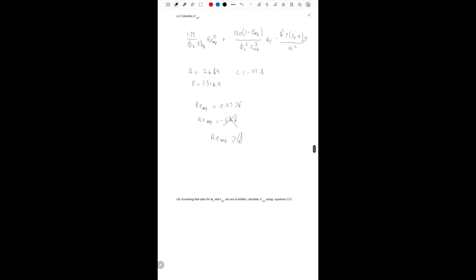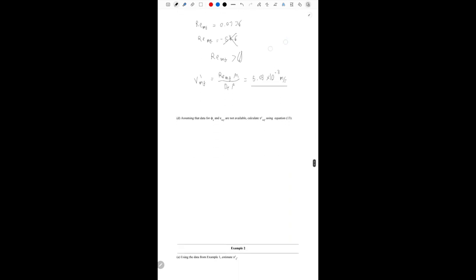Then, to calculate the minimum fluidization velocity from that, you know it is equal to the Reynolds number times the viscosity divided by the particle size times the density, which in this case is equal to 5.03 times 10 to the negative third meters per second.